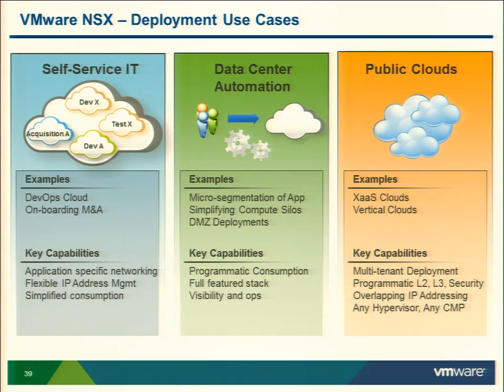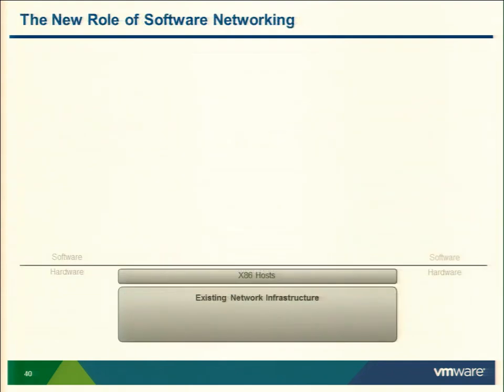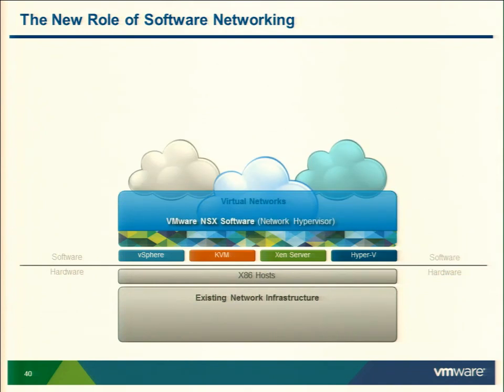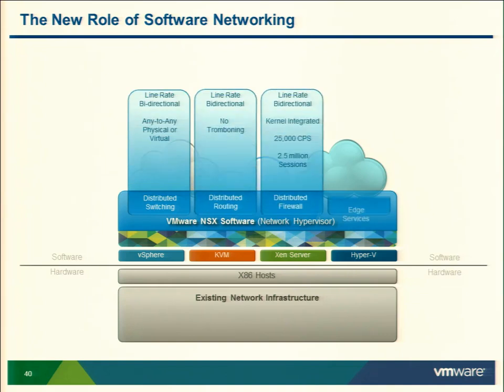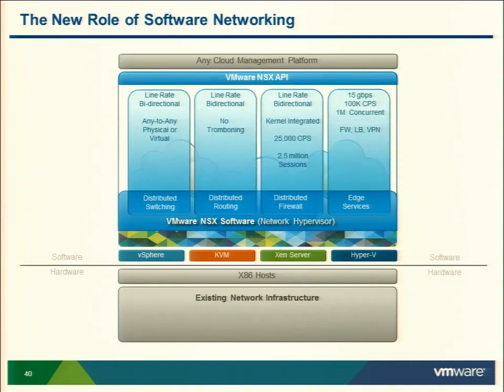And then, of course, public clouds is a very important use case, but one that is used both by large enterprises as well as public cloud providers. What I wanted to leave you with is this notion that what you have with this platform is, again, across hypervisors, a fully distributed switching, routing, firewall, and services platform. Again, from a throughput standpoint, line rate, performance standpoint, something that gives you assurance that will work for your business-critical workloads.